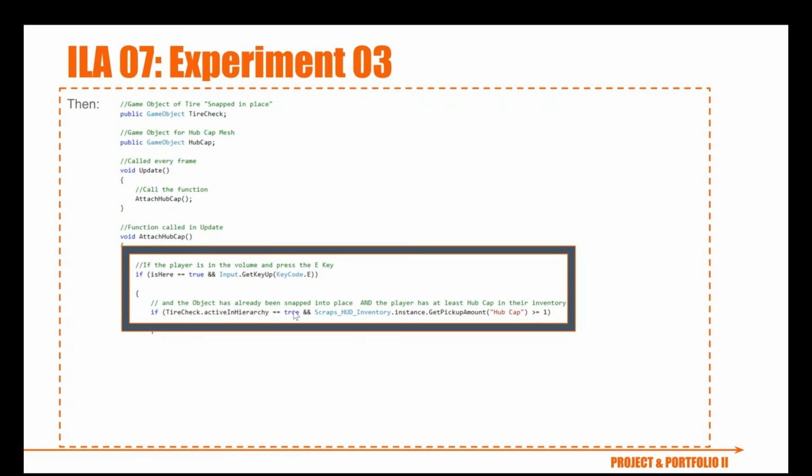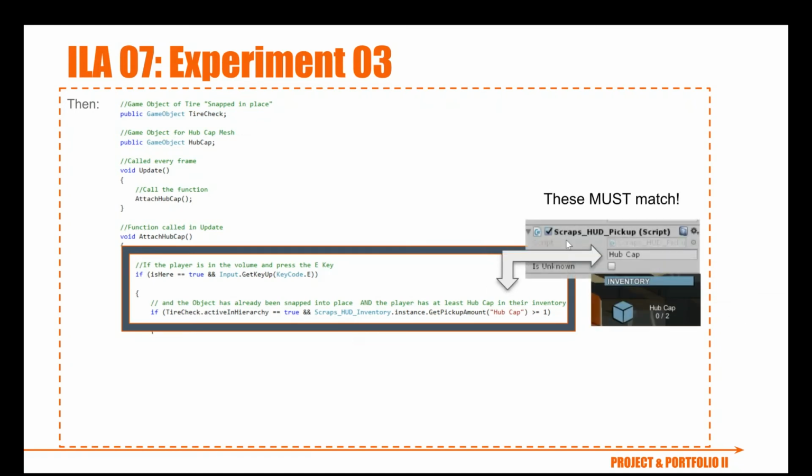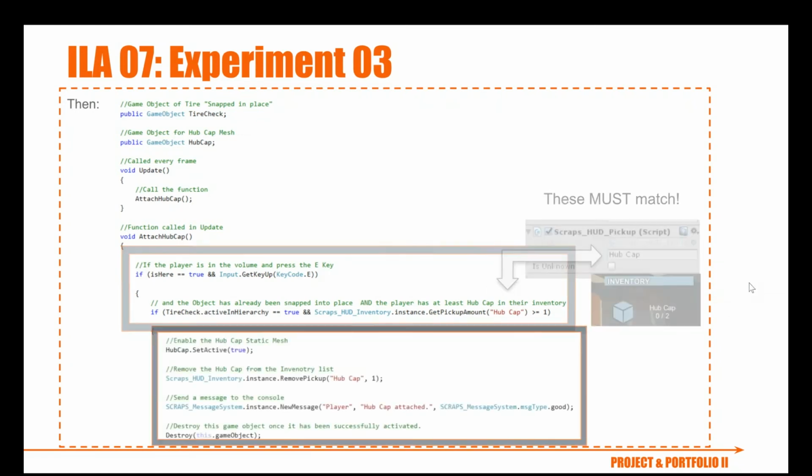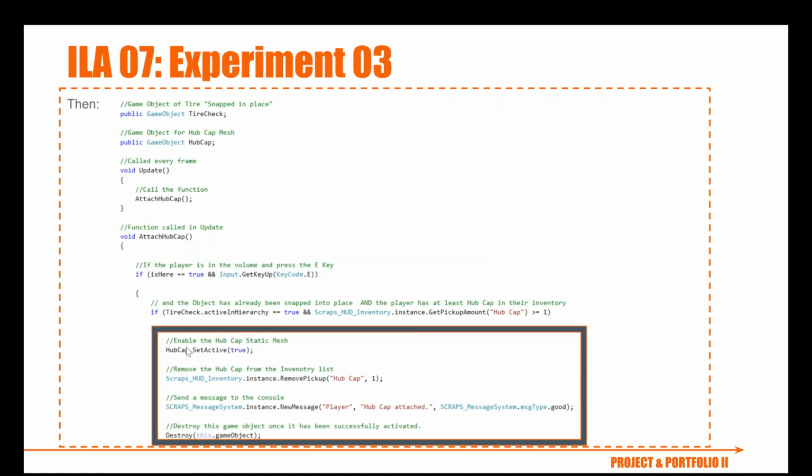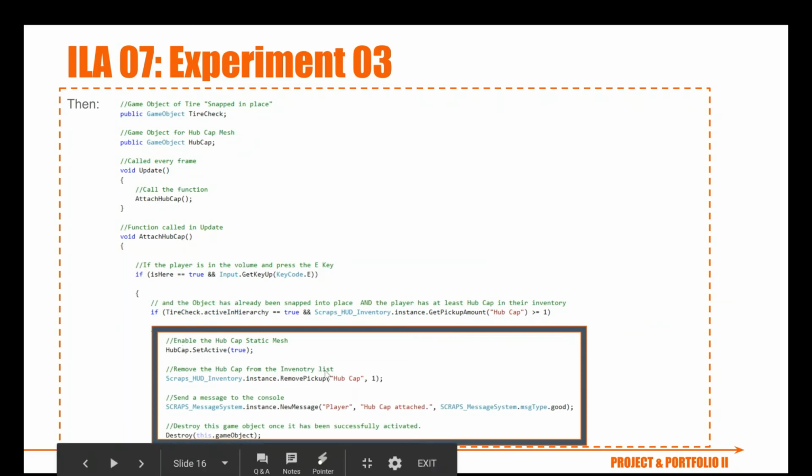So if the tire has already been snapped in place, and we have at least one hubcap, right there you can see again, make sure those match exactly. If that is the case, we're going to enable our static hubcap that we want to appear. We're going to remove the hubcap from our inventory, and then send another message to the console letting us know that the hubcap has been attached, right? And we're going to put the good type to show the player that's positive feedback. And then from there, we're going to destroy this game object.